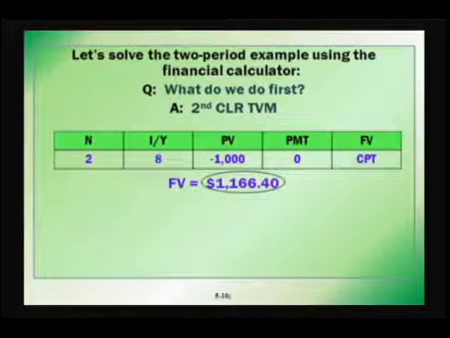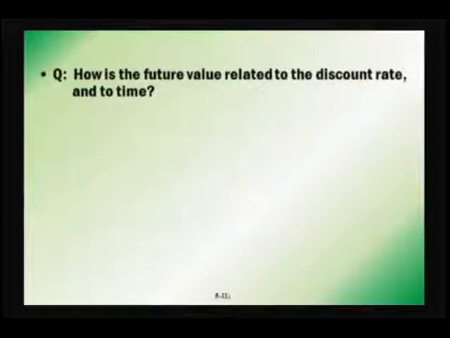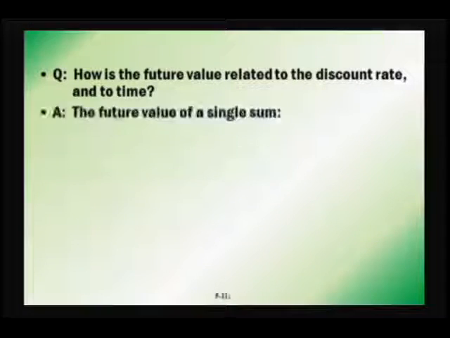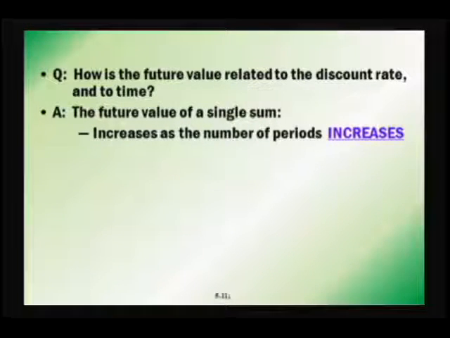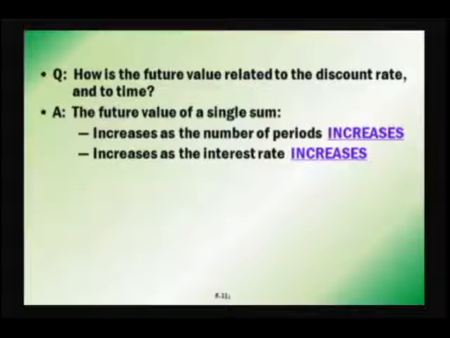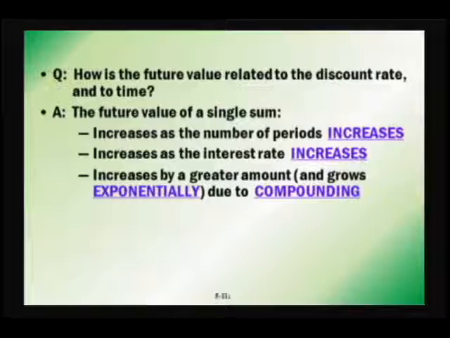$1,166.40. Because we compounded, we gained $6.40. How is the future value related to the discount rate or the interest rate and to time? Remember, the future value of a single sum increases as the number of periods increase. It will also increase as the interest rate increases. It will increase even faster due to compounding.